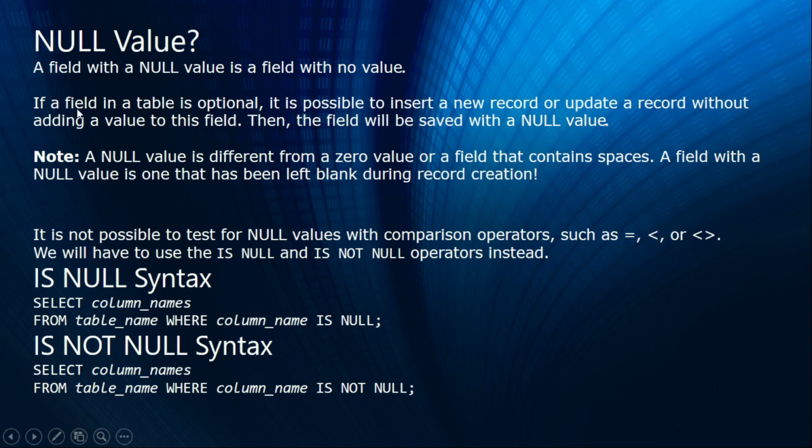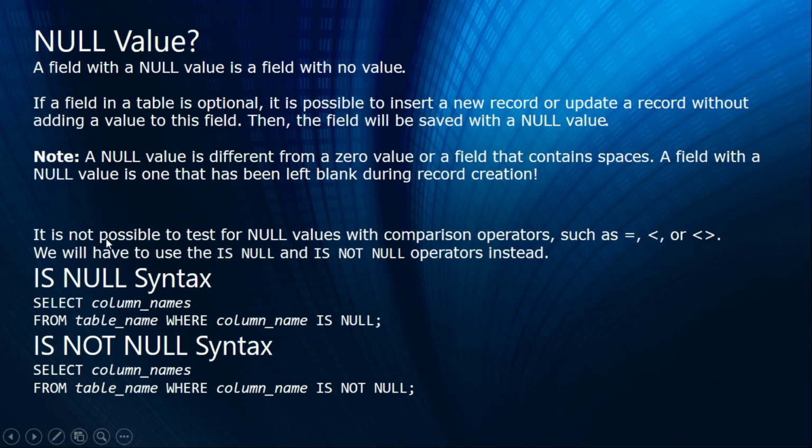If a field in a table is optional, it is possible to insert a new record or update a record without adding a value to this field. Then the field value will be saved as a null value. Here's a note you need to remember: a null value is different from a zero value or a field that contains spaces. Even if the field has spaces, you cannot consider it as a null value. A field with a null value is one that has been left blank during the record creation, so that is known as a null value.